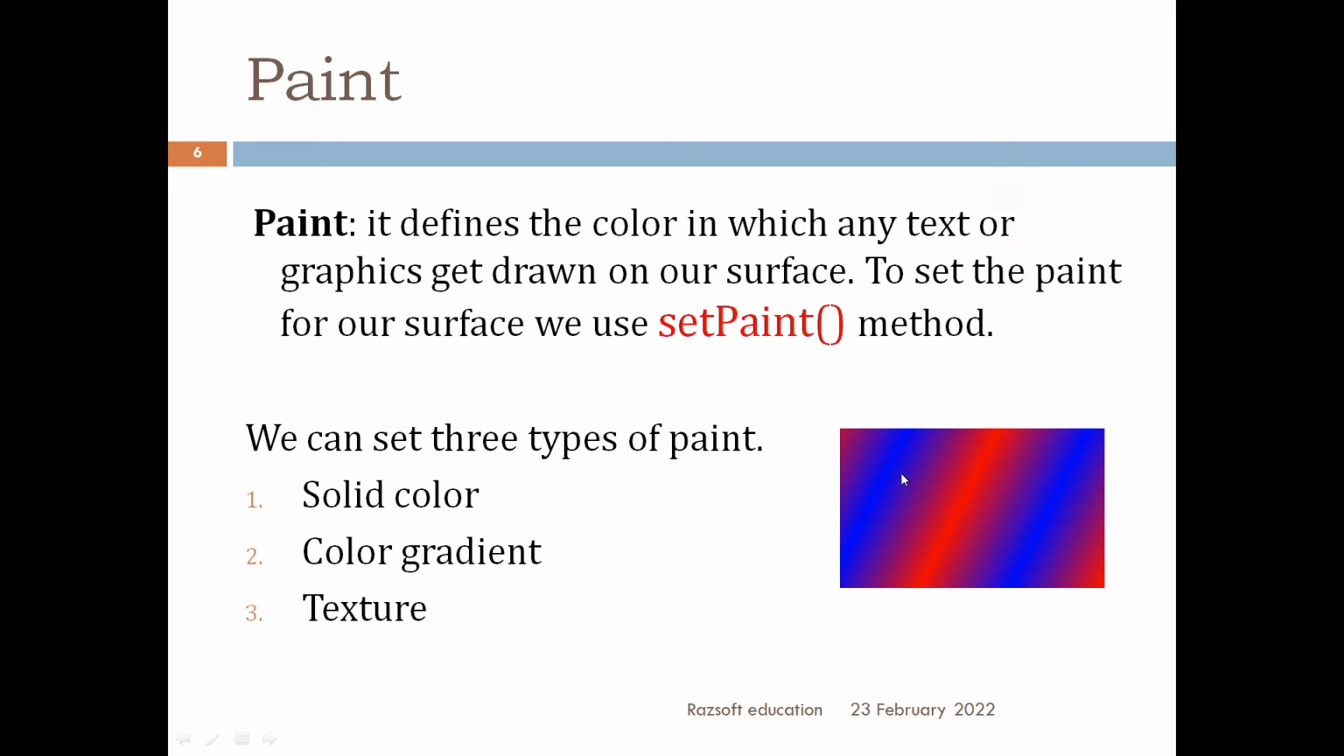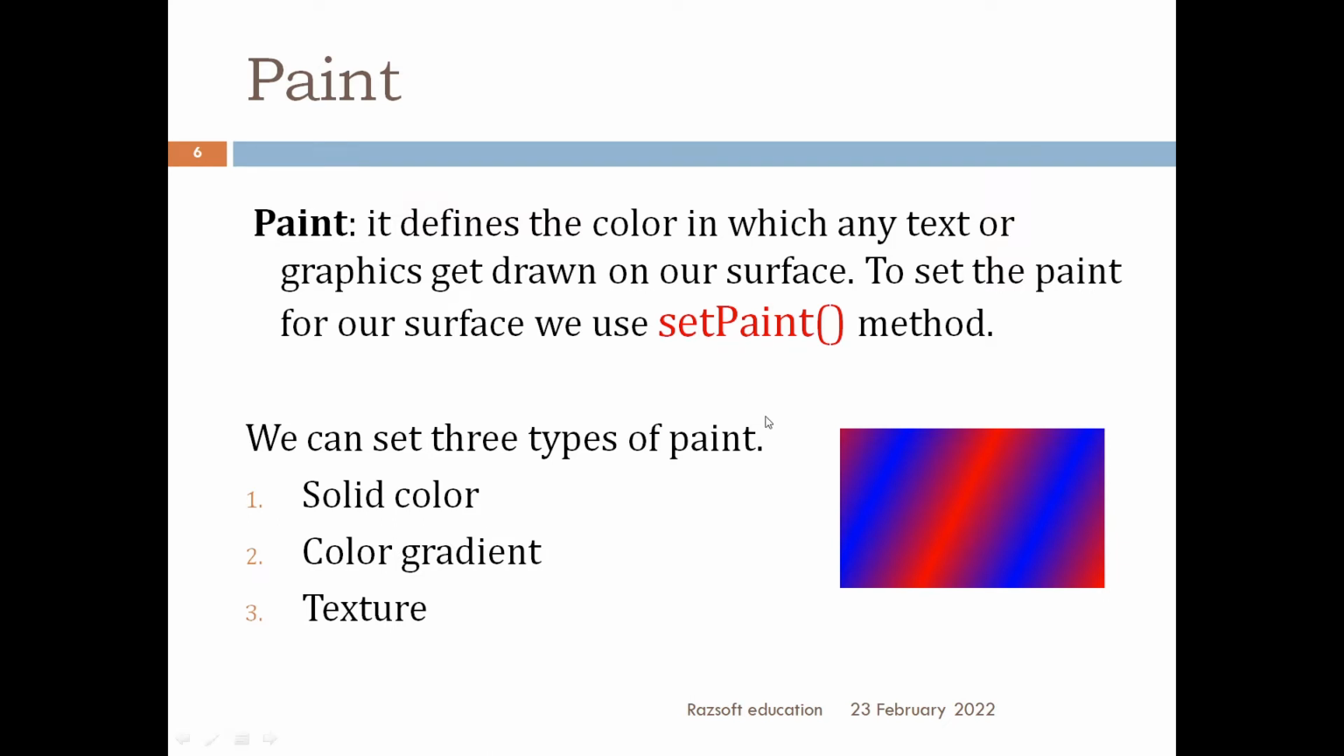So in gradient we start with two or more colors, and colors get interpolated into one another. That is, one color starts and then it fades and becomes another color, and then the other color gets brighter and brighter and becomes fully the second color. So there is the first color, there is the second color, a red color and a blue color. Hope you understand it. And now we will talk about texture.